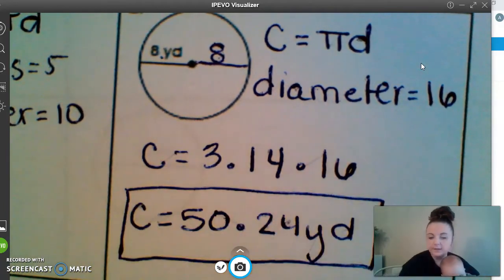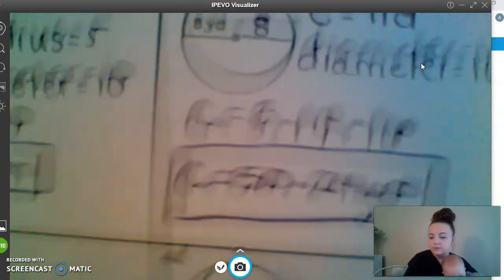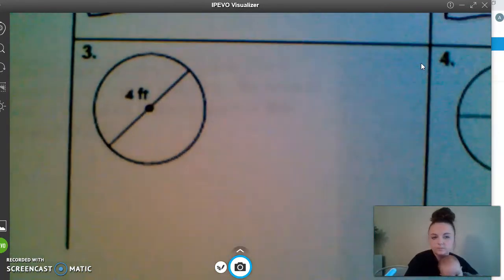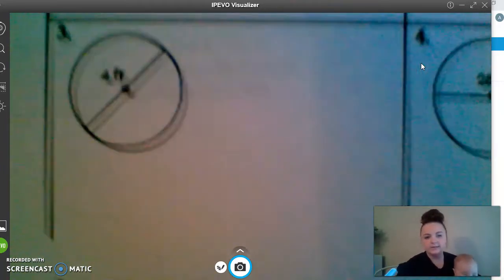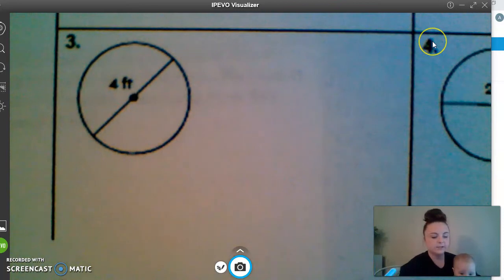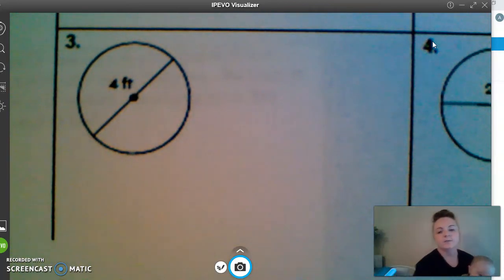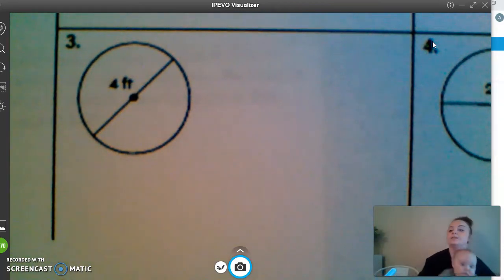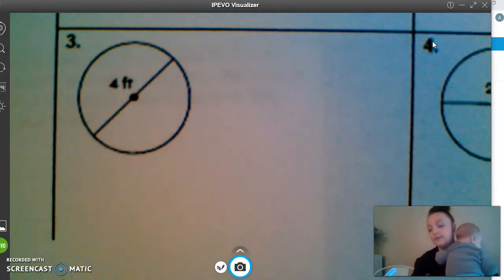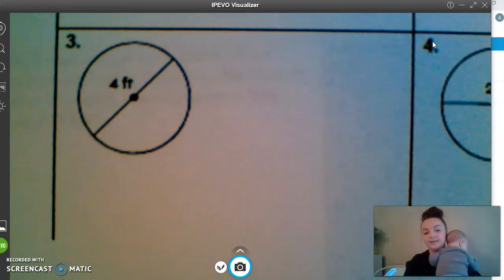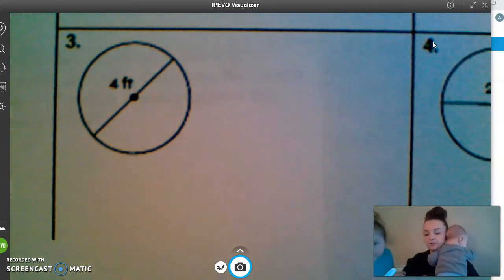Okay. Now let's go down to number 3. What did they give us this time? Did they give us the radius or did they give us the diameter? Remember, radius is from the center to the side. The diameter is from each side to side through the center. So did we go from side to side through the center? Yes, we did. So my diameter is 4.